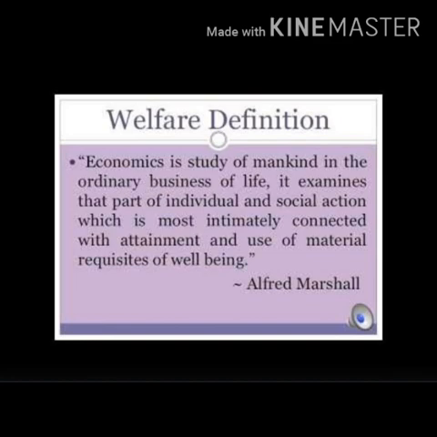Now, the next is the welfare definition. As all of you know, this definition was given by Alfred Marshall. Economics is the study of mankind in the ordinary business of life. It examines that part of individual and social action which is most intimately connected with the attainment and use of material requisites of well-being. So, according to Marshall, it is the human beings who occupy the central place in the study of economics.